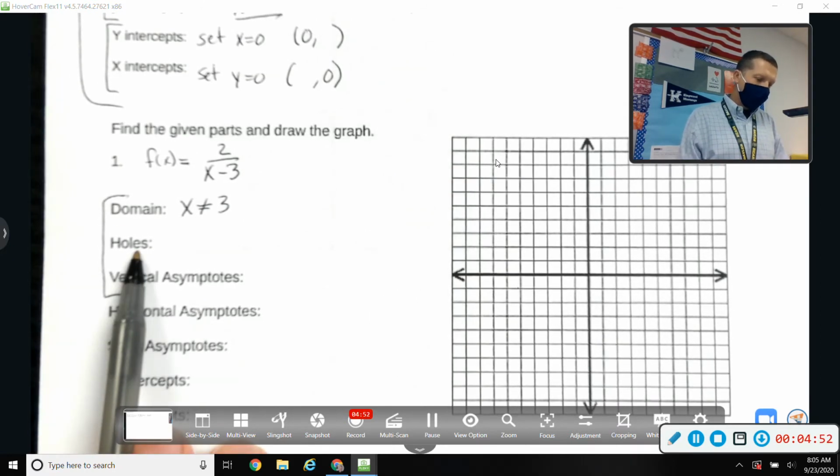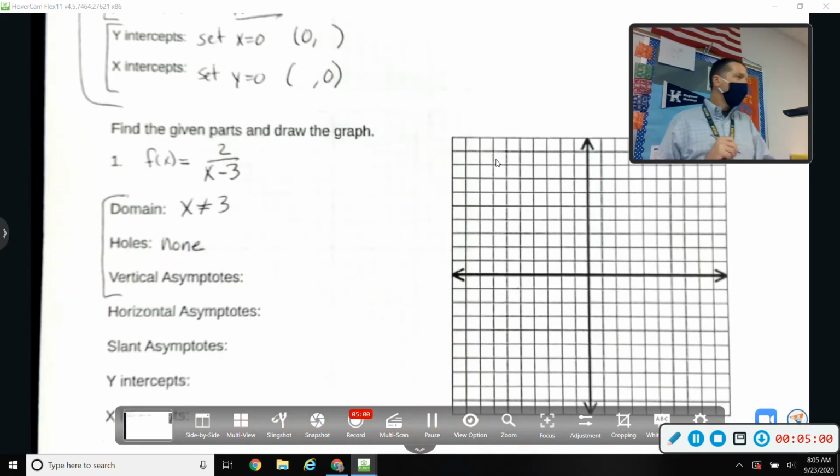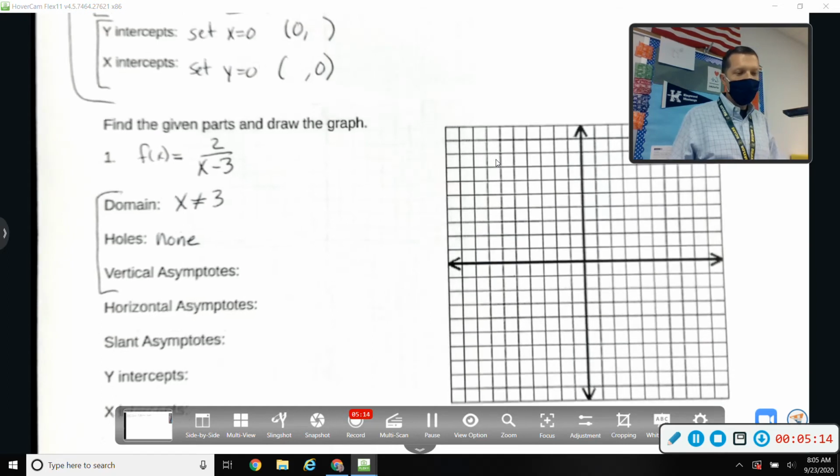Holes are factors that cancel. Yeah, a few of you are shaking your head. We don't have any factors that cancel. So none. None is an okay answer and a frequent answer. So don't panic if you get none. It's okay to say that there aren't any. Not all of the graphs have all of the pieces. In fact, it's probably fair to say most of the graphs don't have all of the pieces.